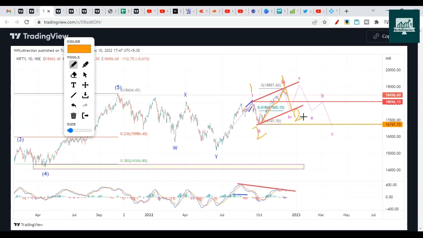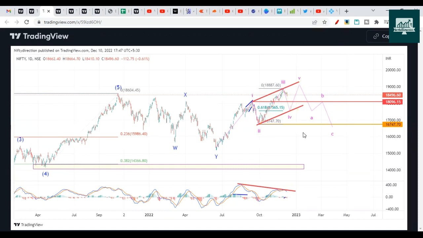If it happens to be like this, if it takes support here and then goes sharply up, then this will be third of third wave. Then there will be another third wave. It will go like this 3, 4, 5, and then we'll have a fourth wave, and then another fifth wave. So it can move like this as well. This is the second possibility on the daily time frame that I have shared with you.